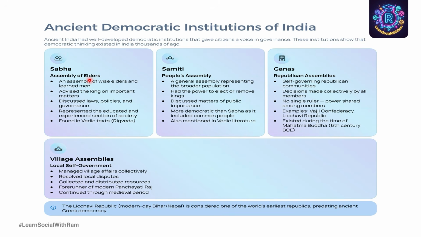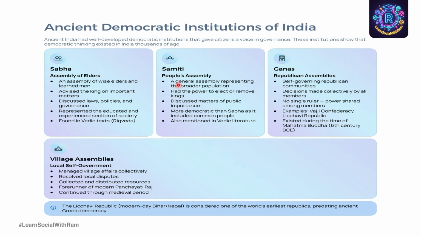The role of Sabha is they discuss important matters, they advise the rulers, they suggest policies, they played an important role in governance. Then we have Samiti, which is also referred to as People's Assembly. Samiti was the People's Assembly. It represented the broader population. The important role Samiti played is they used to discuss the public matters, they used to participate in governance, they used to elect or remove kings. Samiti was more democratic than Sabha.